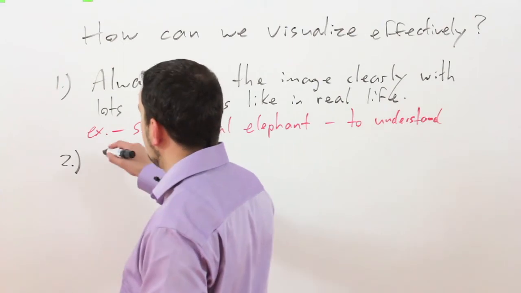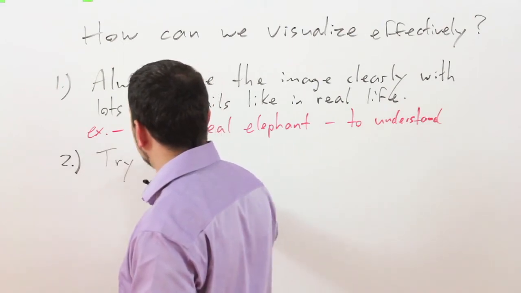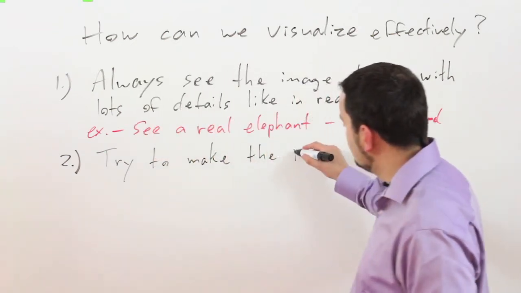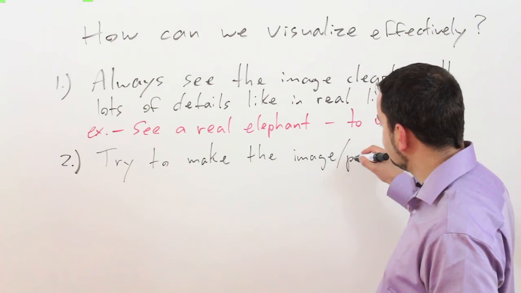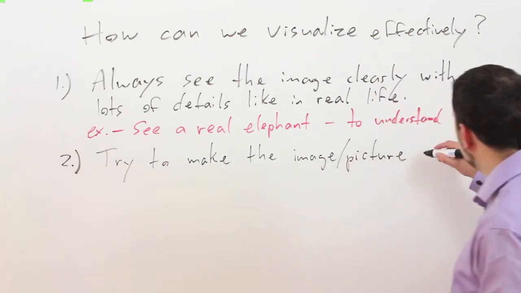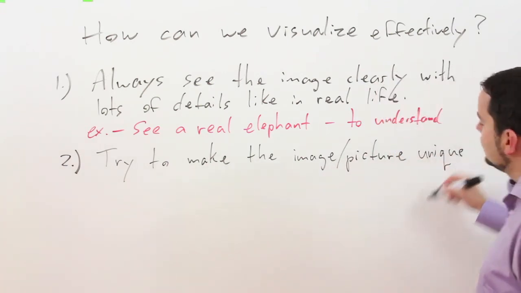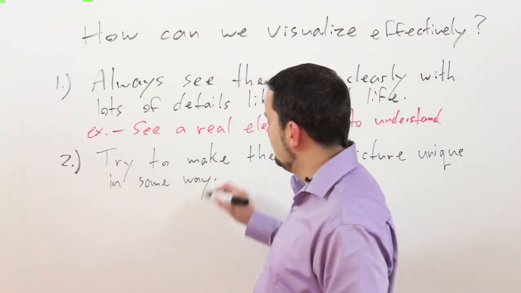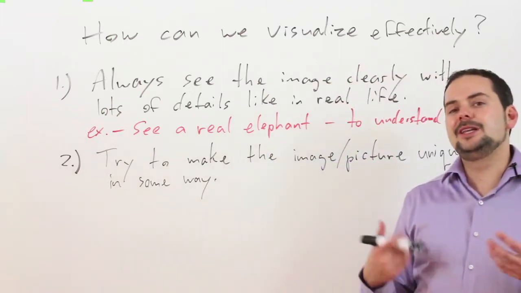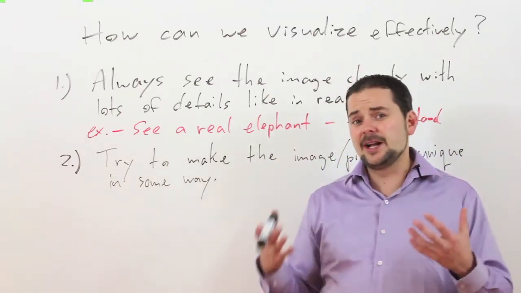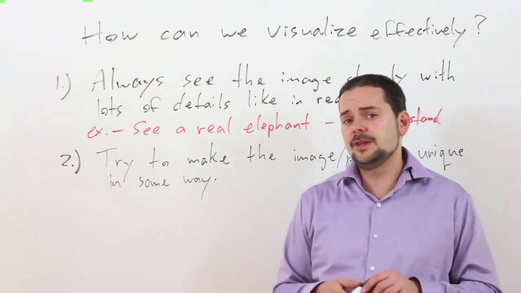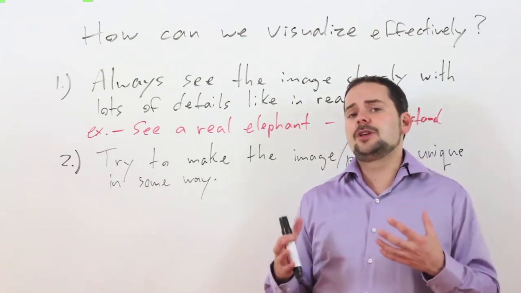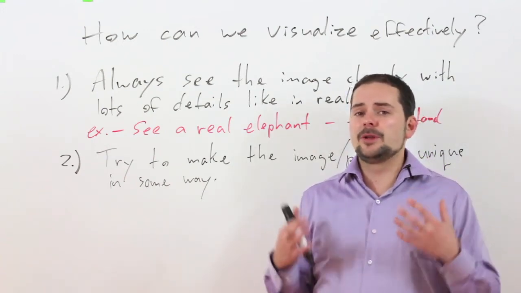So try to make the image or the picture unique in some way. This is because our brain really doesn't like to think about everyday kind of things. It doesn't like to remember those kinds of things. But if you make the information different somehow, you basically trick your brain into remembering that information better.